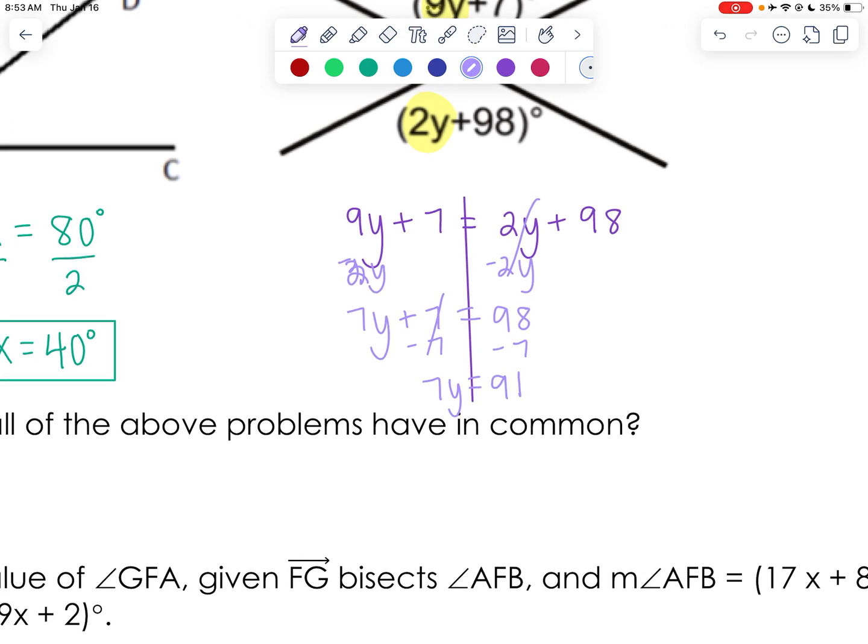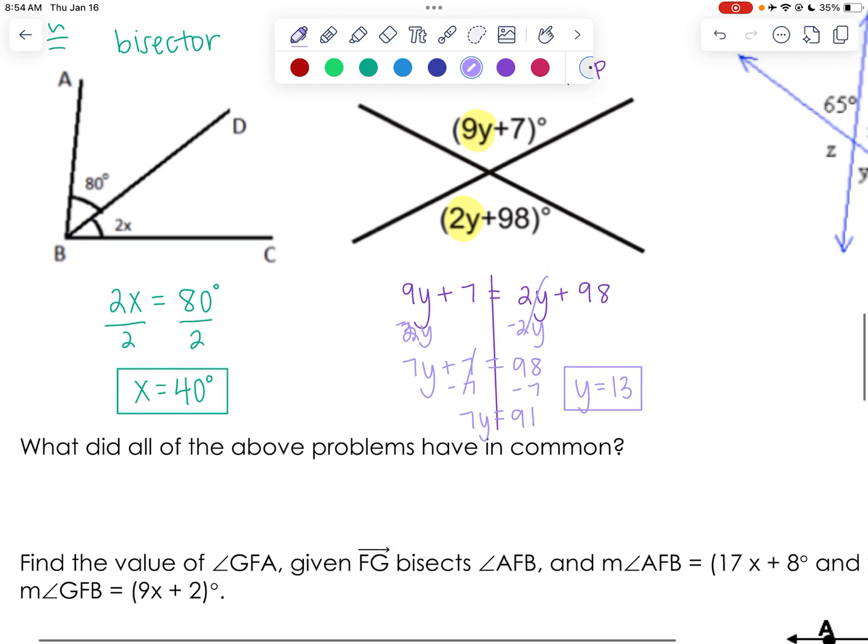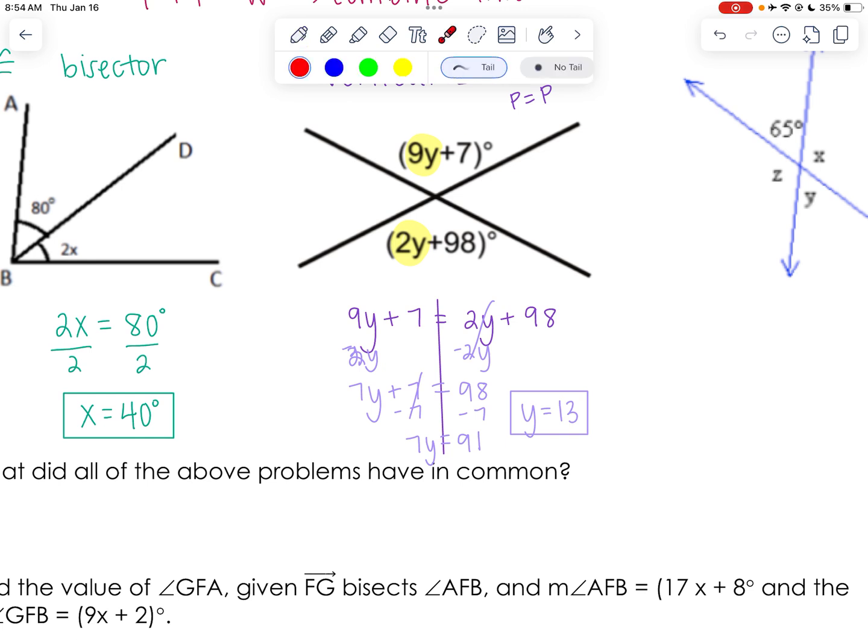Divide both sides by 7. And so y is going to equal 17 or 13. Not 17, 13. That's it. Okay, now if I wanted you to find all of the angles, you would just take 13 and you would plug it back in.